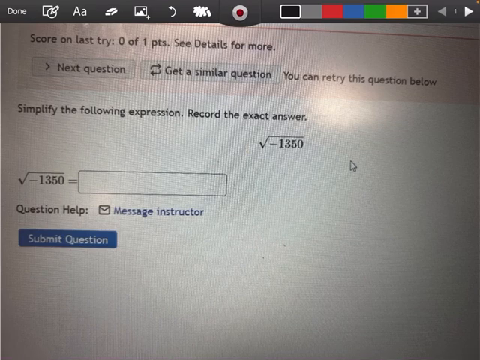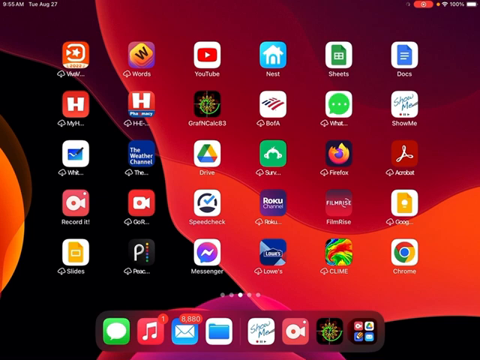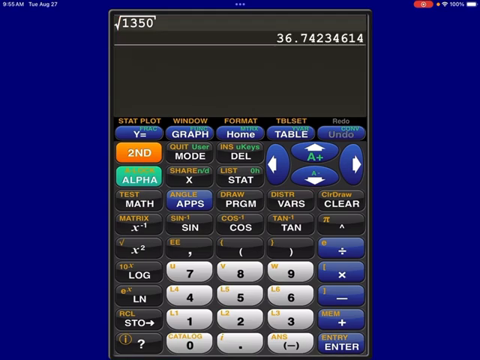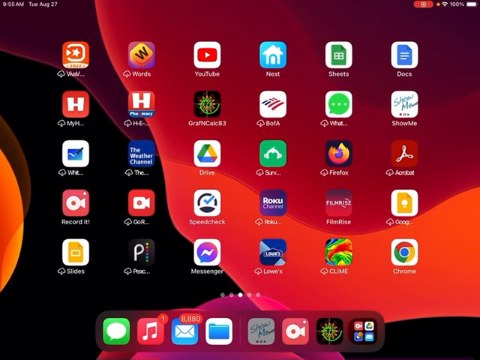So it says, simplify the following expression, record the exact answer. Okay, y'all, so the first thing I notice is we have a negative on the inside, so we already know we're going to get an i coming out, right? The next thing I want to know is, can I take the square root of 1350? So I'm going to take my calculator app right here. I'm going to figure out what is the square root of 1350. And unfortunately, it's given me a decimal, right? And we're looking for an exact answer. Not a big deal. This is what we're going to do.